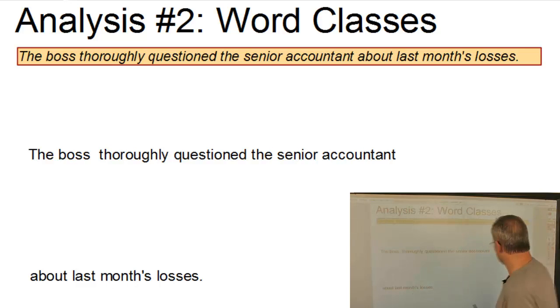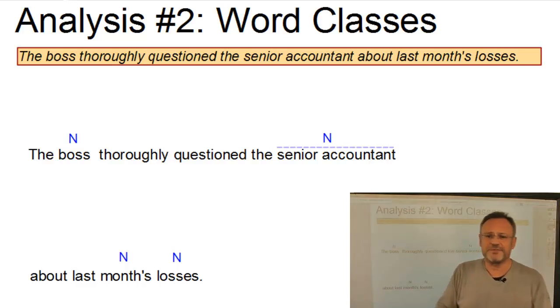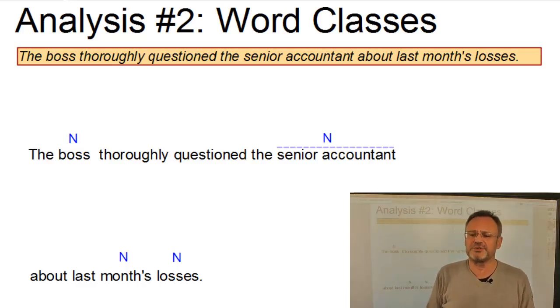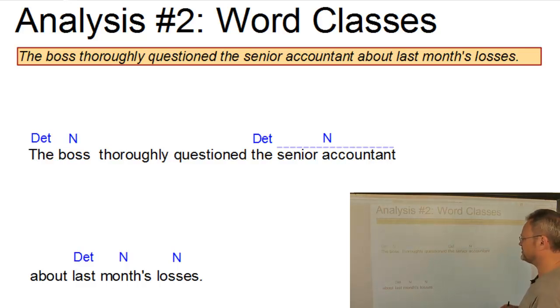The sentence contains a number of nouns: boss, month, losses, and note that we analyzed senior accountant not as two separate nouns, but as a compound noun with accountant as its head. The nouns are preceded by determiners.